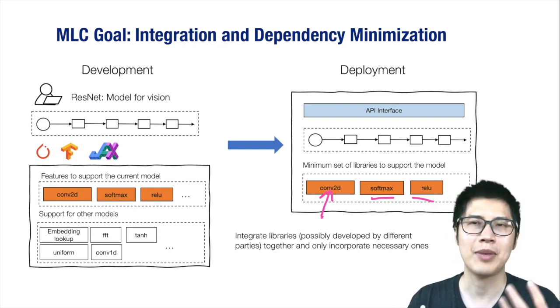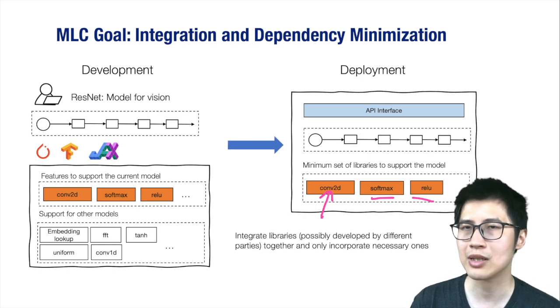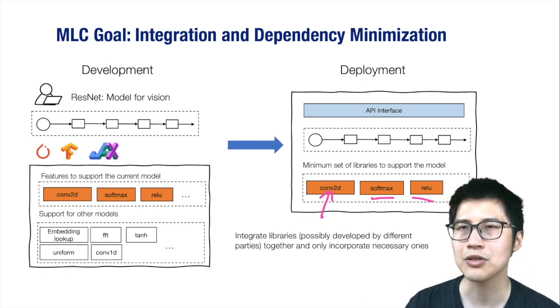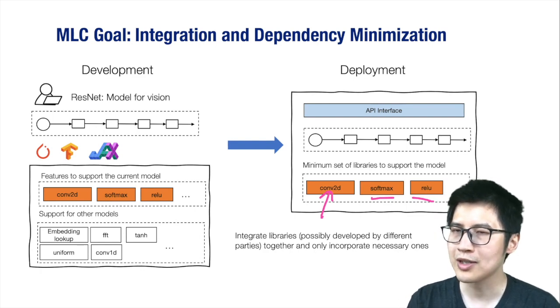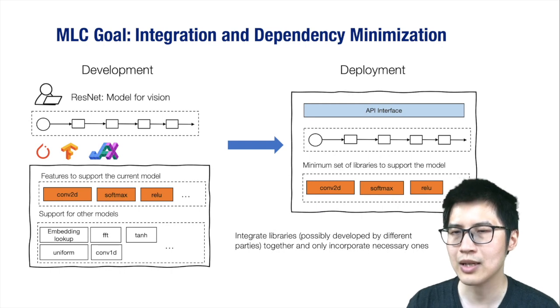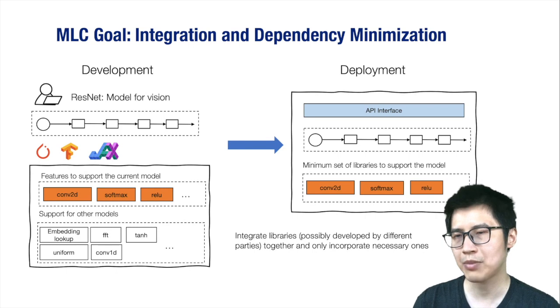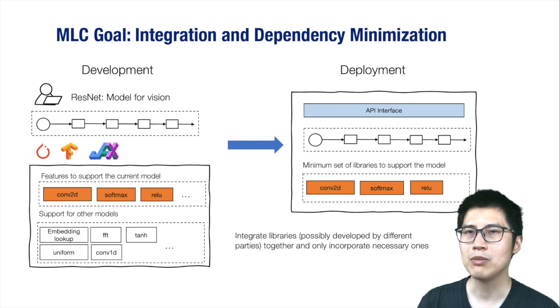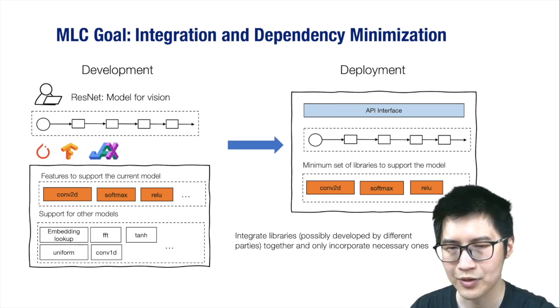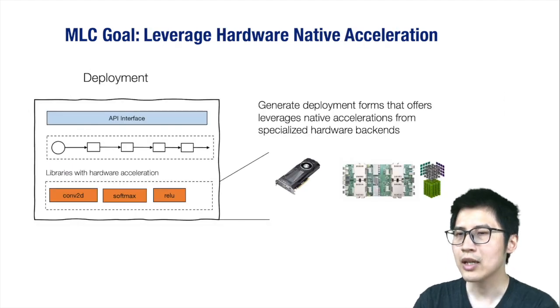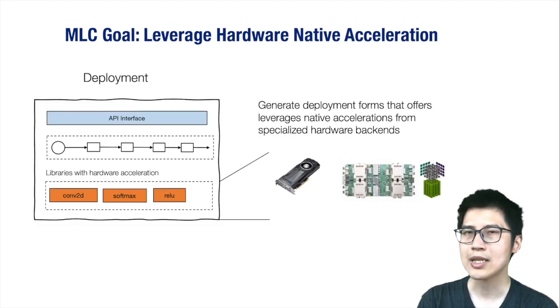Usually this is done by, say, a common execution engine or interpreter that allows us to plug in those additional machine learning operators. So for the first part of the goal, machine learning compilation really aims to integrate all those backend solutions together and also minimize the possible dependencies. So we can come up with a deployment artifact that is minimal, but also sufficient to build our model execution. Okay, so that's the first goal. The second goal of machine learning compilation is to leverage hardware native accelerations.